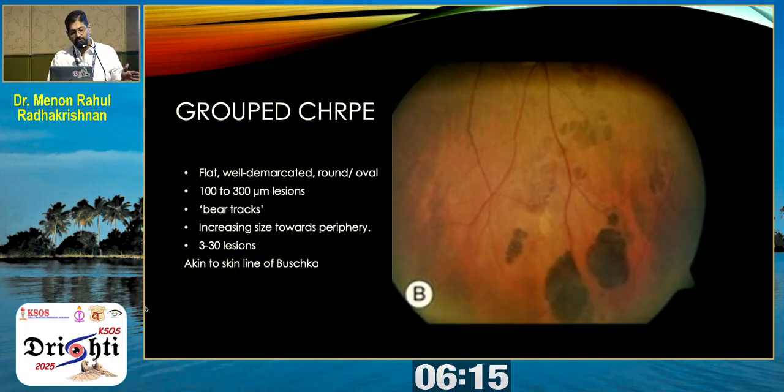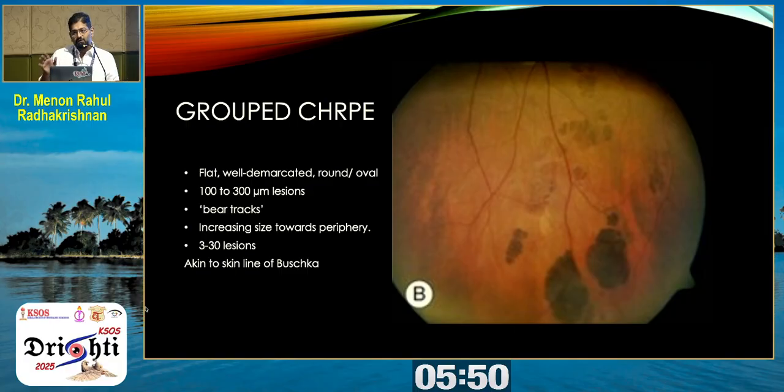These are grouped CHRPE. These are also well demarcated round lesions, around 100 to 300 microns in size. They are called bear track lesions. As you can see, the size of these lesions will increase from the mid periphery to the periphery. They are usually grouped in a bunch of 3 to 30.